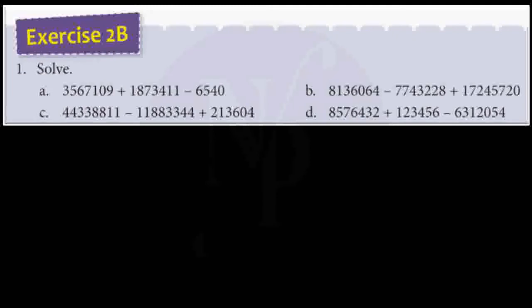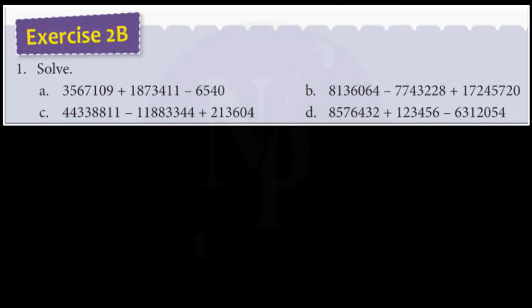First let us take question number 1, solve. So here we have 4 questions again, A, B, C, D, in which both addition and subtraction are involved. Among these I will solve 2 problems and you should solve 2 other problems on your own. First let me take question A in this exercise.